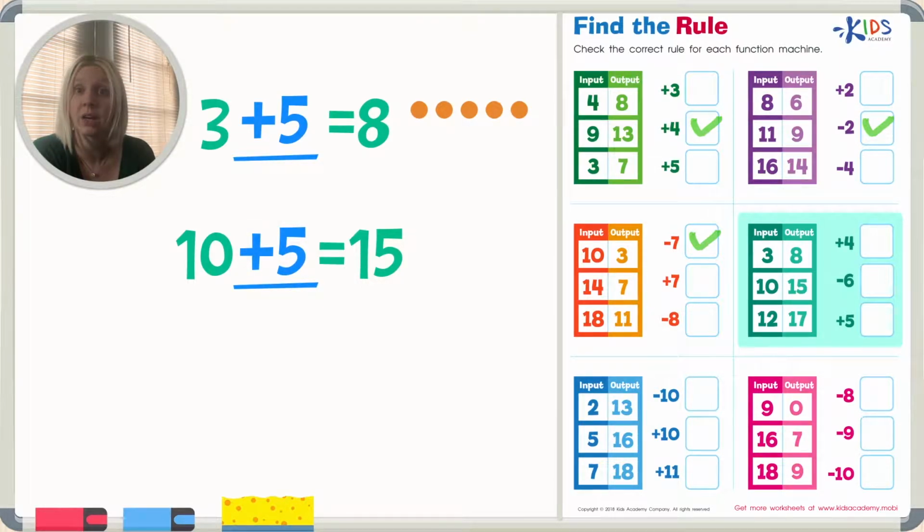You know how I know? Because I know how to count by 5s. 5, 10, 15, 20. So 10 plus 5 is 15, right? That's our next number, so I already know that's correct.